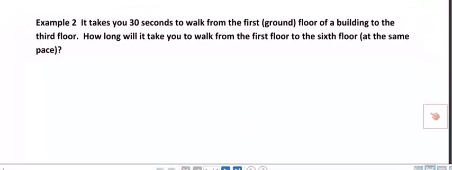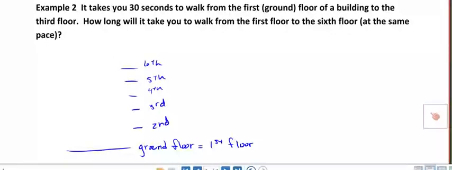Okay, so take a second, read example 2, see if you can figure that one out, come up with a solution. Well, I hope you solved it and came up with a solution. Now let's see if your solution is correct. It says it takes us 30 seconds to walk from the first ground floor of a building to the 3rd floor of that building. The question is, how long will it take you to walk from the 1st floor to the 6th floor? So from the 1st to the 3rd, it's 30 seconds.